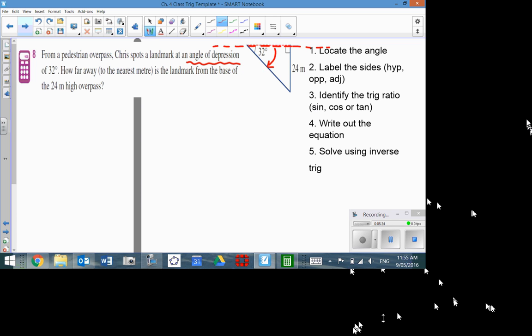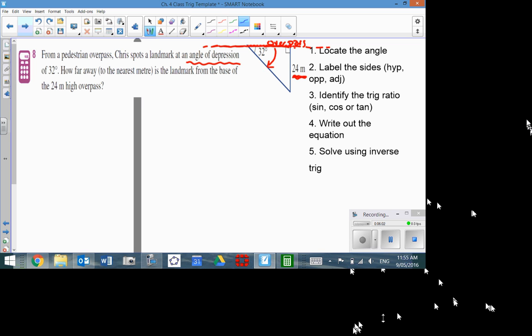How far away is the landmark from the base of the 24-meter high overpass? So if you notice in this picture, we have 24 meters here. So this overpass, here's my overpass where I drew the red line, kind of like our overpass outside of Redlands to walk across Military Road. 24 meters off the ground. This one's a little higher, right? We have an angle of depression of 32 degrees, and they want to know how far away are we standing.